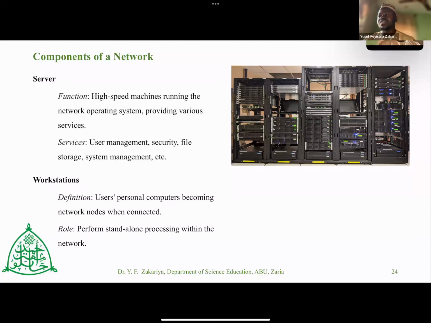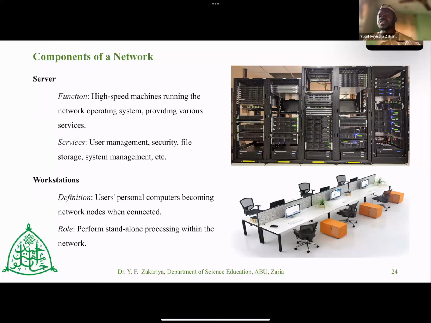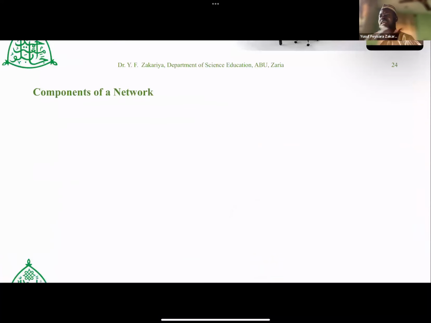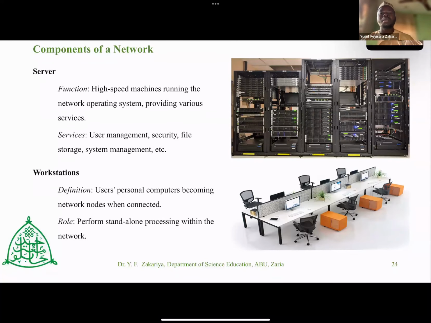They also have the workstations. These are your computers, your personal computers, your phone, your electronic gadget, which perform standalone processing within the system. Okay, look at this, a workstation. Maybe I've seen an office like this, like UBA Bank, the university branch, the one on the campus. Maybe some of you don't even know that there is a UBA branch on campus. There is one close to the gym. So the workspace there is like this for some of them, and I think they also have this kind of workstation.